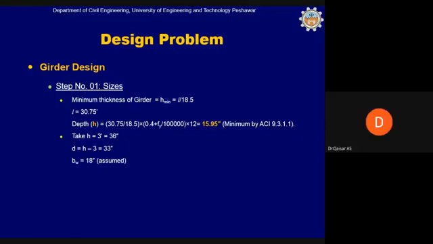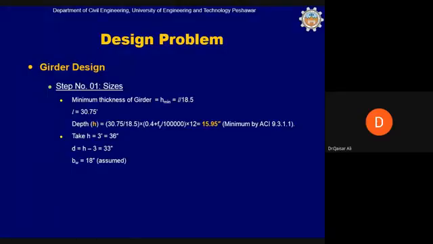It is a big difference. There is an issue in this ACI code equation. If you look at this ACI equation, it only depends on the length. It does not depend on the weight which is coming on the beam. The equation is L by 18.5. So regardless of the weight coming on the girder, the depth will always remain the same, which is illogical.